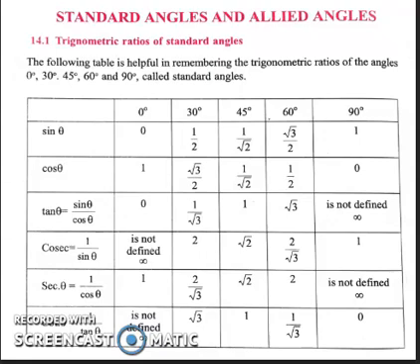Cosec theta can be written as 1 upon sin theta. So here divide 1 by sin theta, you will get these numbers. Similarly, sec theta is equal to 1 upon cos theta. Cot theta is equal to 1 by tan theta.